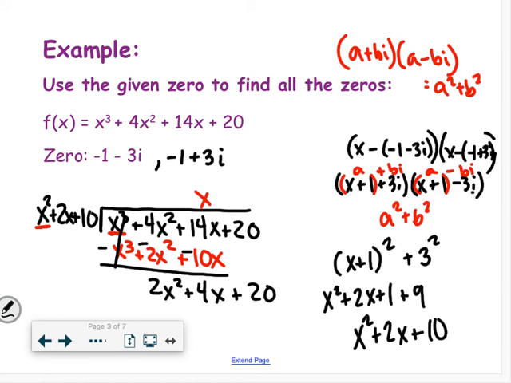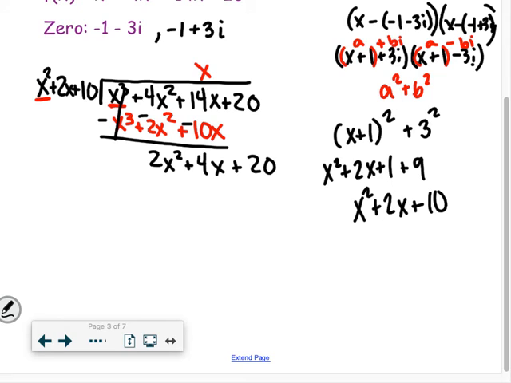And repeat your process, right? Don't worry about everything. Just worry about the first terms. So I've got 2x squared divided by x squared. Leaves me with a plus 2. Multiply that 2 by everything, and what do you notice? When you subtract this, you're going to get a remainder of 0.